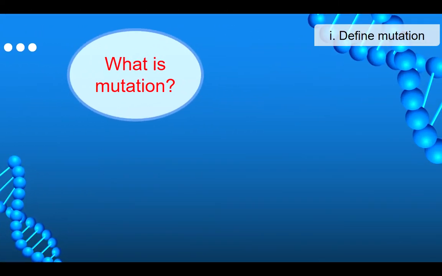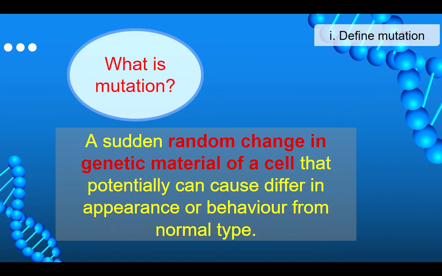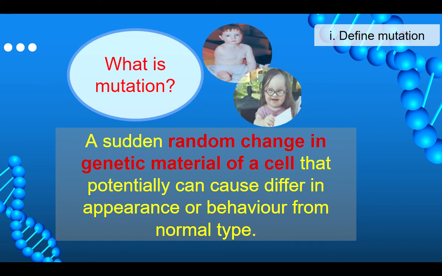What is mutation? Mutation is a sudden random change in genetic material of a cell that potentially can cause differences in appearance or behavior from normal type. If mutation occurs in a reproductive cell, it may be passed from parent to offspring.